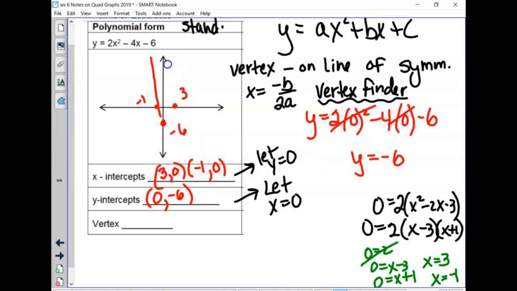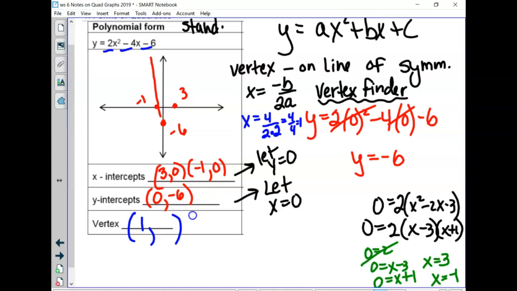If we went to this original form up here and did x equals the opposite of negative 4, which would be 4, over 2a, which was also 2, we'd have 4 over 4, or 1. So the vertex has an x value of 1. Okay, can anybody tell me again what 2 ways I just did that? I average the x-intercepts because it has to be halfway in the middle. Or I use that finder recipe, right?